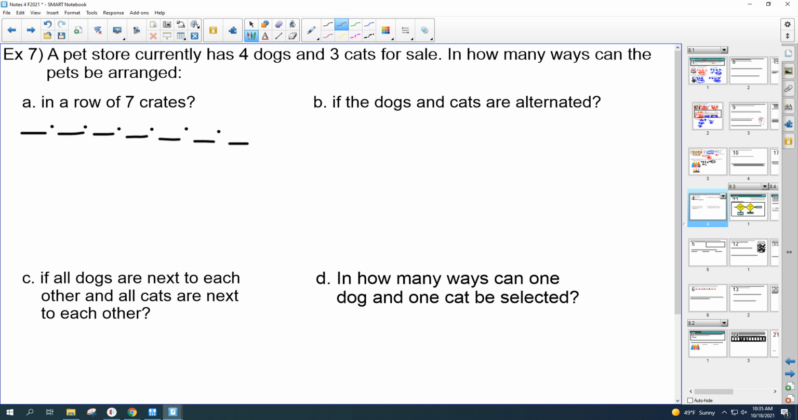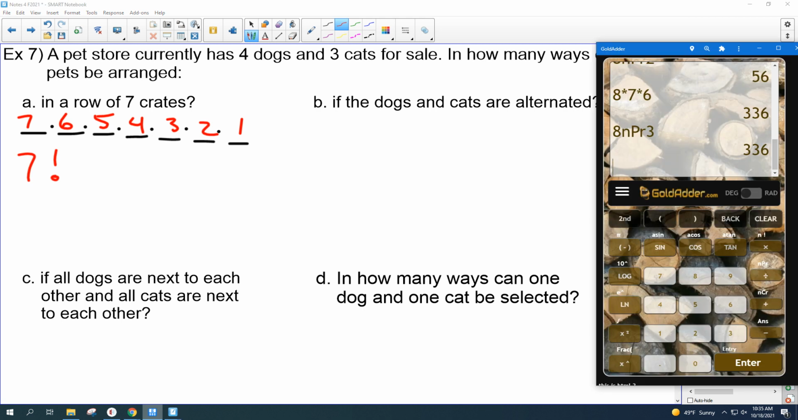And so I've got 7 choices for something to put in that first crate. Might be a dog, cat, who cares? It doesn't matter. And then 6, and then 5, and then 4, and then 3, and then 2, and then 1. This is a factorial. 7 factorial. 5,040.